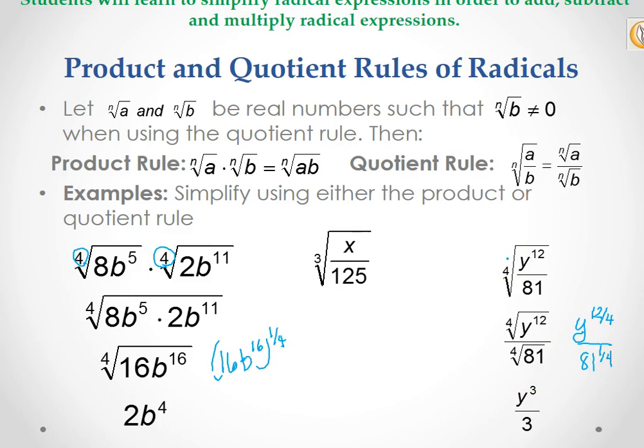So then we have the cube root of x divided by 125. So we can write that as the cube root of x and the cube root of 125. Cube root of x doesn't simplify, but the cube root of 125 does, because 125 is 5 cubed. So we're going to take the cube root of 5 cubed and we'll get 5. It's okay to leave a radical in the numerator, but we're not going to leave radicals in the denominator.